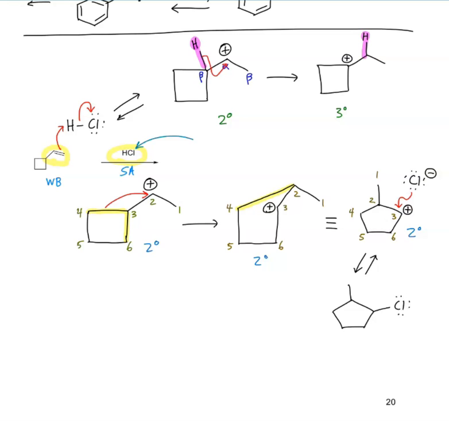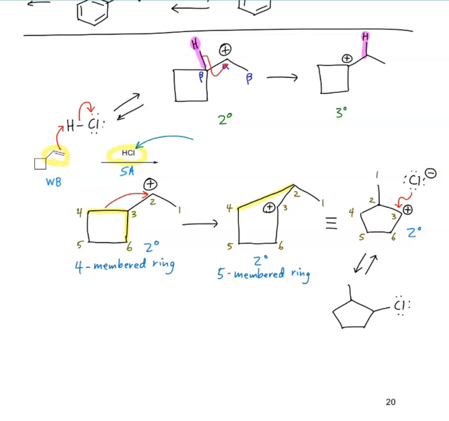So again, did we get any stability? Is the new cation more stable? The answer is yes, because we went from a 4-membered ring to a much more stable 5-membered ring. Remember that going from a 4-membered ring to a 5-membered ring relieves considerable ring strain. And so this is going to be a very favorable process.